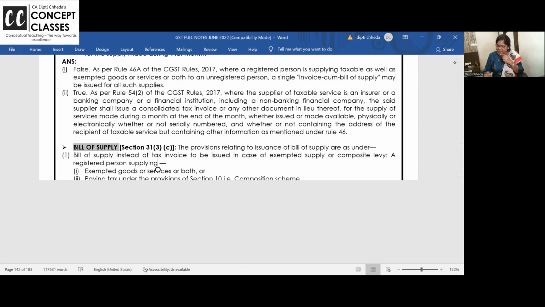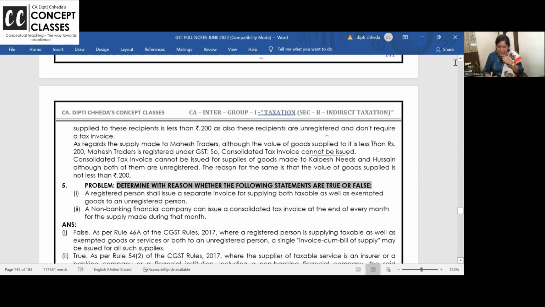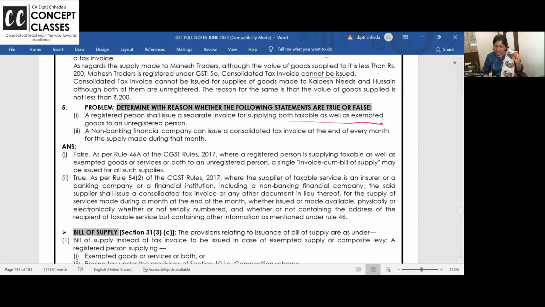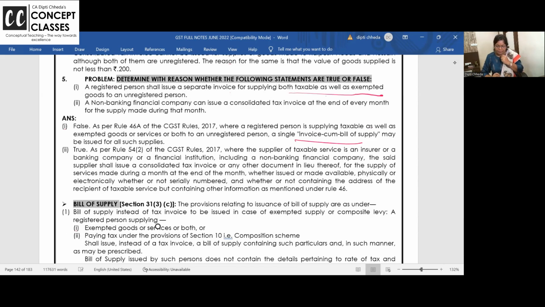A registered person shall issue a separate invoice for supplying both taxable as well as exempt goods to an unregistered person. Is it true and false? False. In a single bill, if I am issuing taxable and exempt goods, I can issue tax invoice cum bill of supply. Tax invoice cum bill of supply.